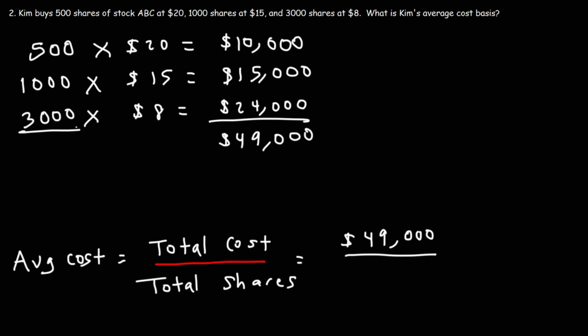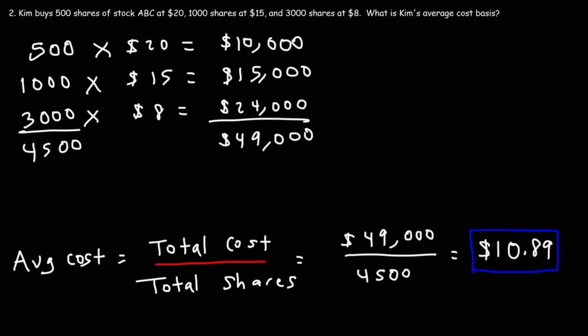Now the total number of shares, 1,000 plus 3,000 is 4,000 plus 500, that's 4,500 shares that she owns. Dividing those two numbers gives us an average cost of 10.8 repeating, or if we round it to the nearest cent, $10.89. So that is her average cost per share in this example.